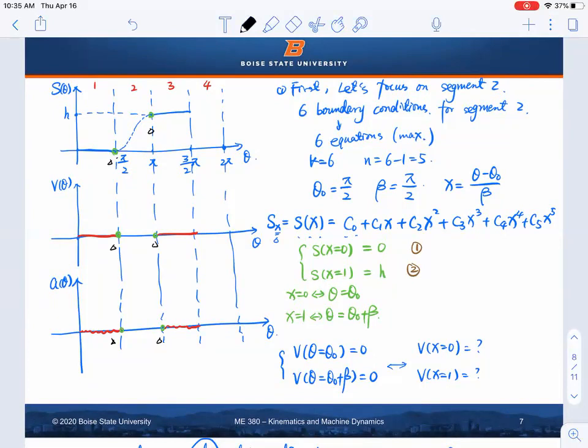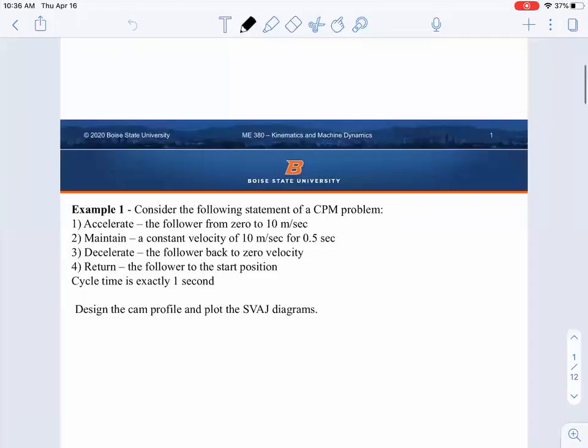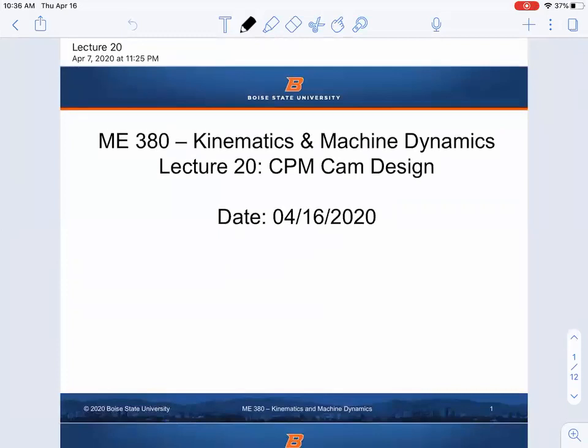So for CEP, that's actually very special. That means once you pick your segment, you already know all the boundary conditions. So typically, you usually choose a polynomial up to fifth order. That should always be true for CEP. But in this class, we're going to talk about CPM, critical path motion design. In this case, in some of the segments, you're not going to see all the boundary conditions, and that makes things more complicated.